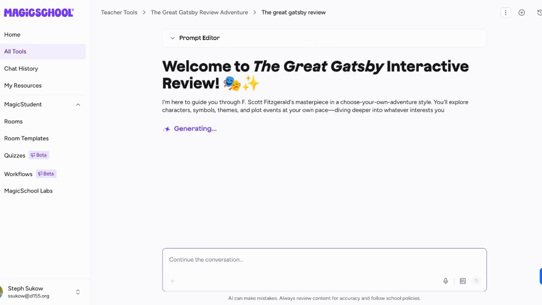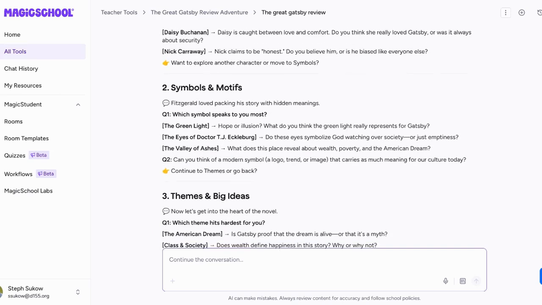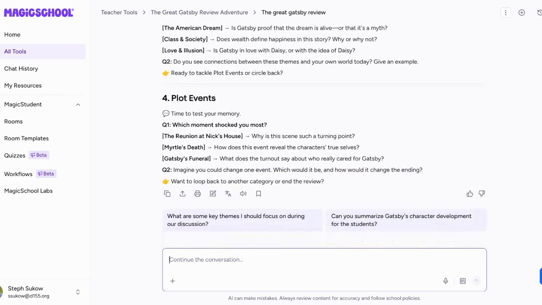So my students were given a summative assignment where they were writing a paper on whether or not a specific character achieved his or her dream. They could choose any of the main characters, and they could also argue, yes, they did achieve their dream, or no, they didn't. So for this particular tool, students were asked to start a dialogue about a specific character.